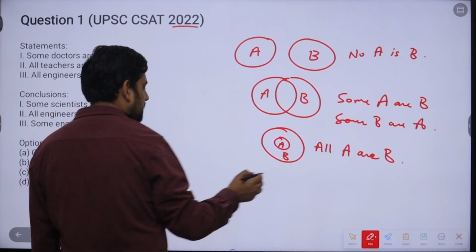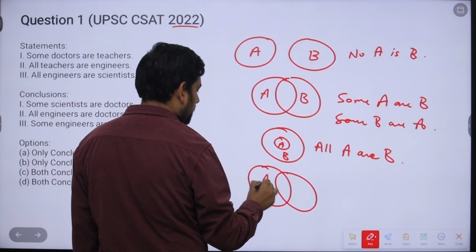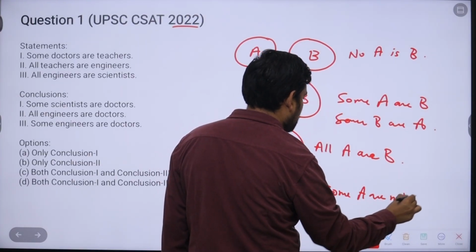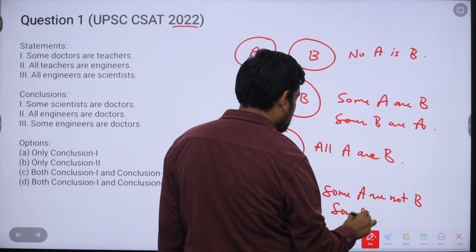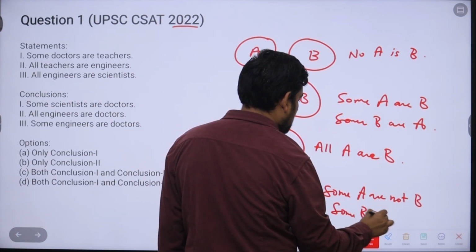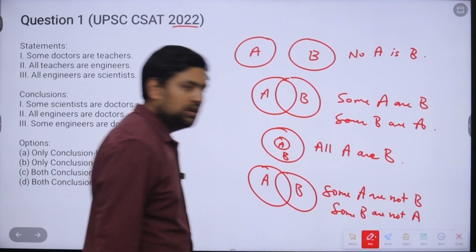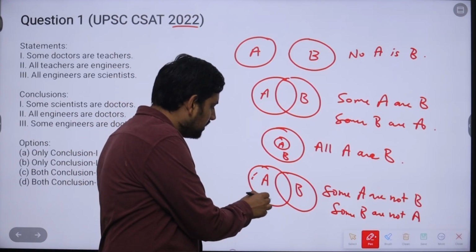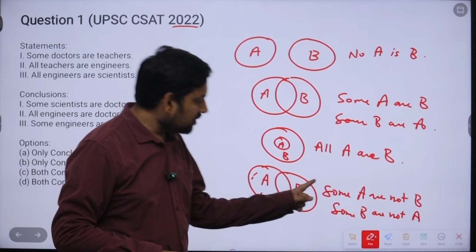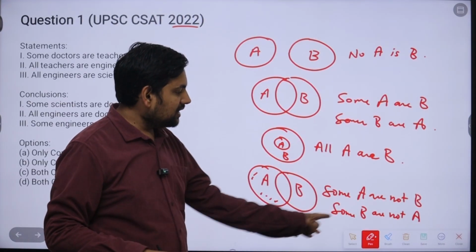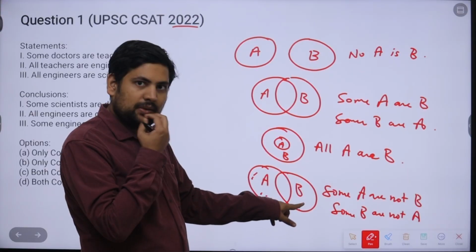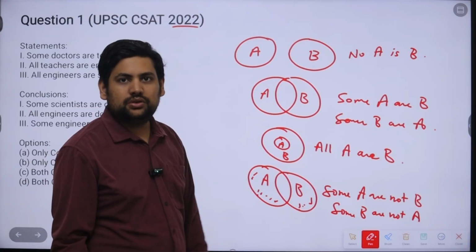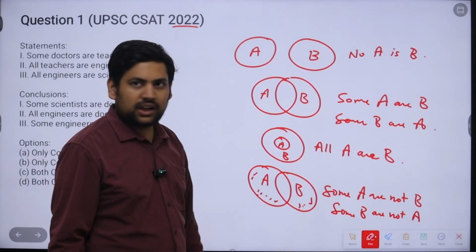Then the last diagram is A, B. This is also some A are not B. This also means some B are not A. Both hold. Why does this hold? Because you can see this part of A is not B. So some A are not B. Then next is some B are not A. So some B like this is not A. So this also holds. So both of them actually hold. Correct? Some A are not B, some B are not A.